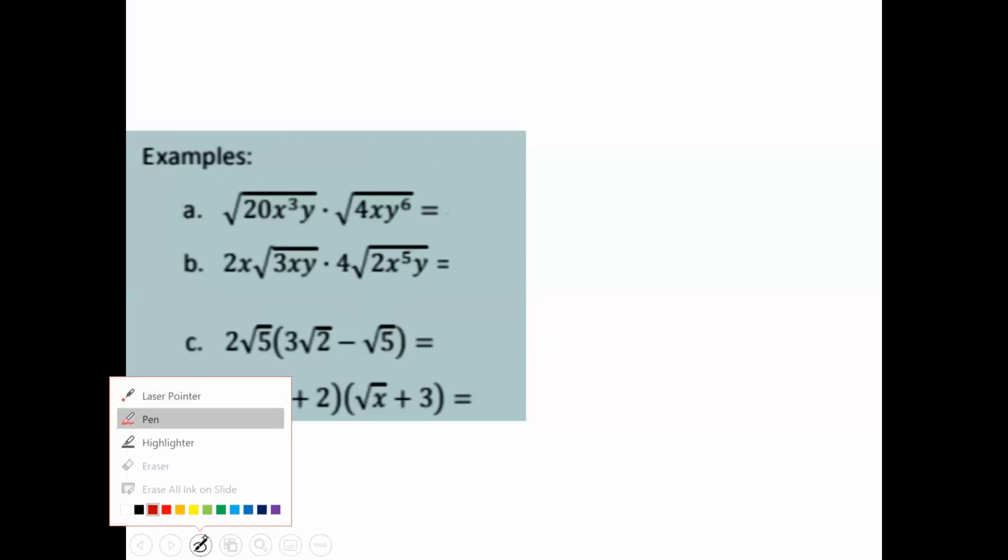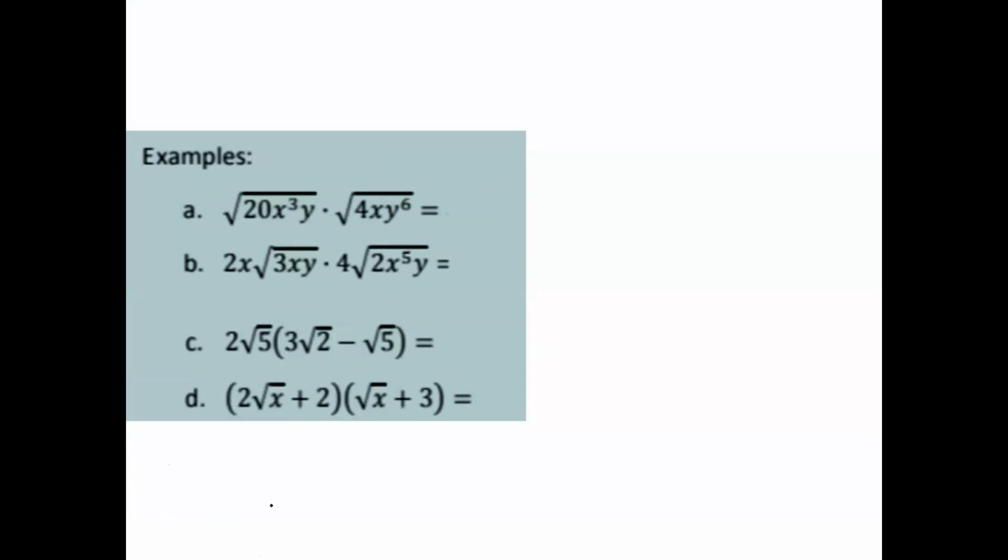All right, now let's go ahead and take a look at the next part here. Looking at part B. I'm going to take my 2x times my 4, which is 8x. And I'm going to take my 3 times my 2, which is going to give me a 6. X and x to the 5 is x to the 6. Y and y is y squared.